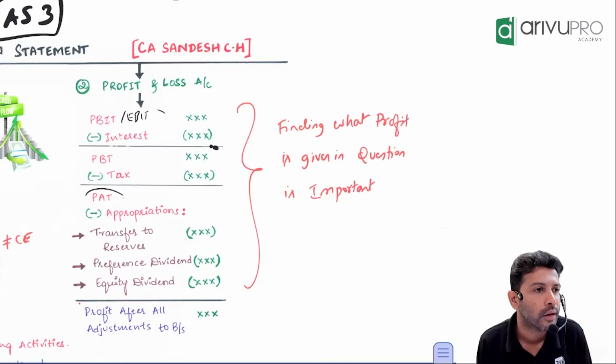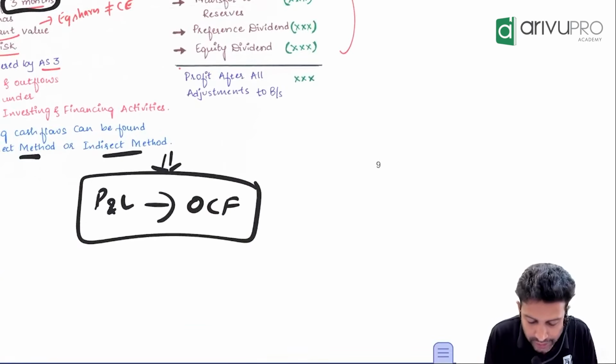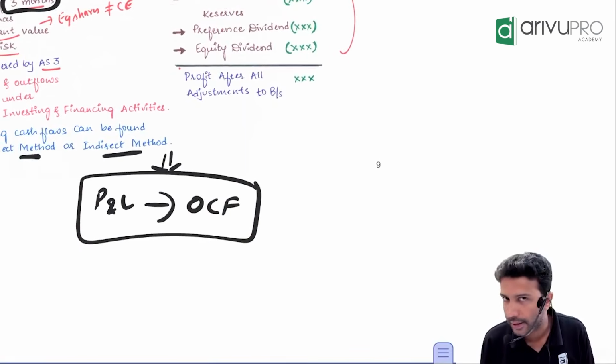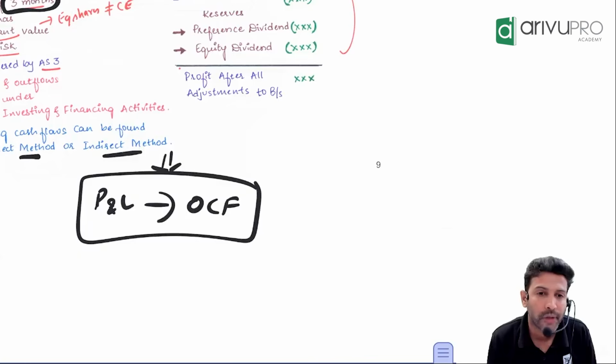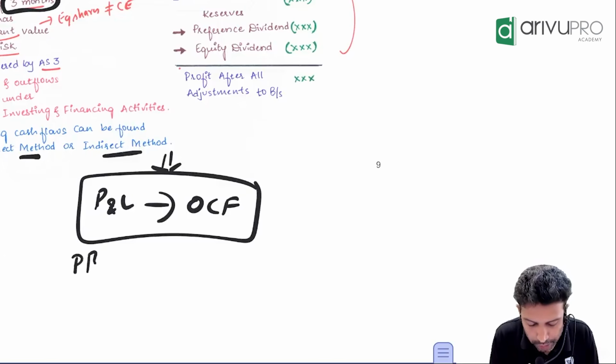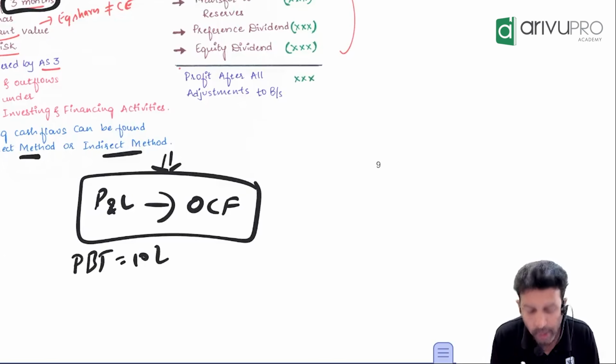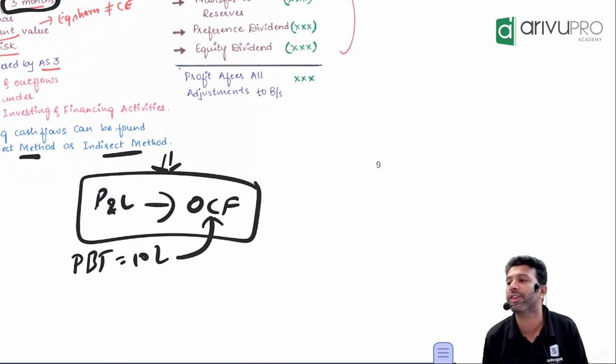Okay. Now, sir, if you are doing the indirect method, can you take P&L itself as operating cash flow? Suppose they give you profit before taxes of 10 lakh. Profit before tax is how much? 10 lakh. This 10 lakh only, can I call it OCF?